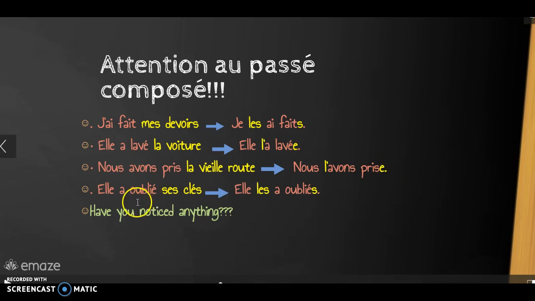In the next example, elle a oublié ses clés. She forgot her keys. So, ses clés is pluriel. So, I need to replace it with les. Elle les a oubliées. And my past participle here again has to agree with this noun, which happens to be pluriel. So, I need to add an S. And I hope you remember that famous rule which says that the past participle has to agree in gender, right? And in number with the noun that it is referring to.